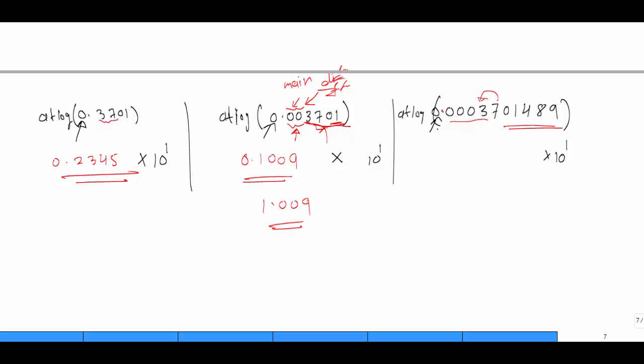So you can say this is equivalent to the antilog of 0.0004. That's it, we don't care about anything else. So what it is: 00 is the main value, 0 is the difference, and 4 is the mean difference. So your answer will be 0 point.